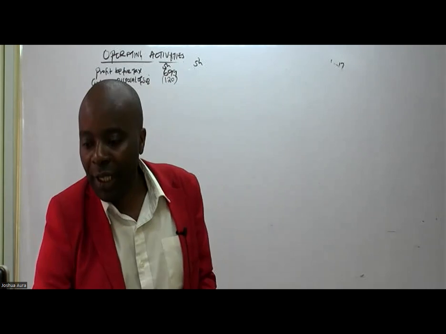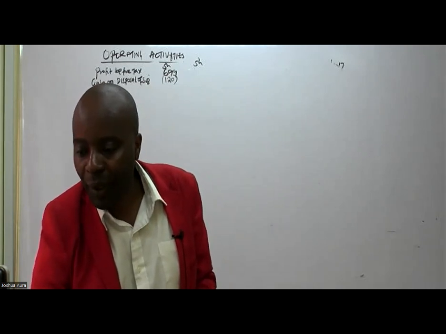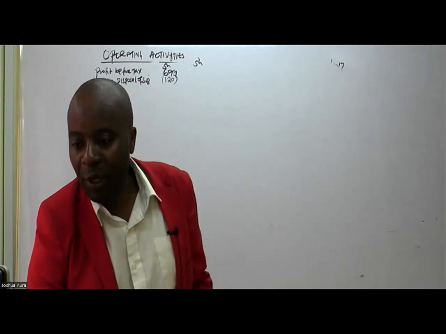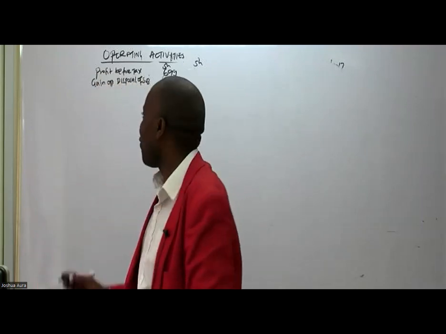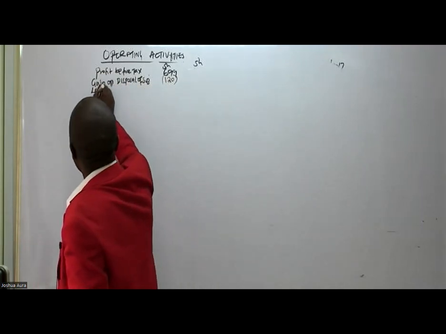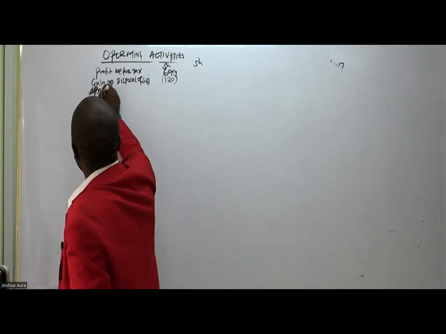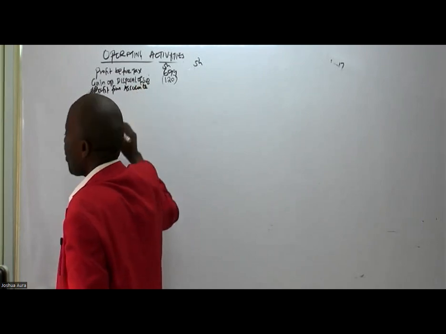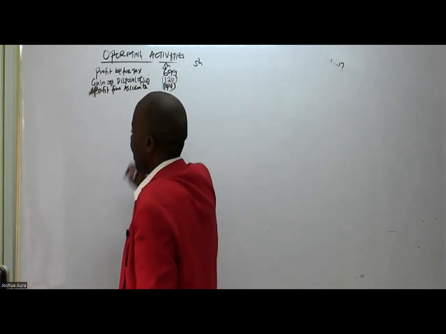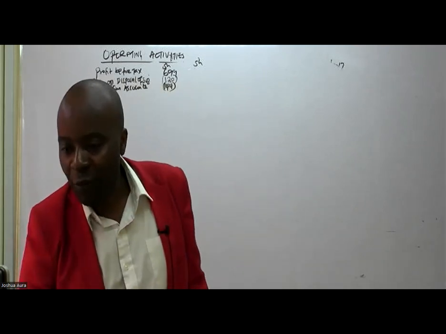We less it. Now after that, ladies and gentlemen, please listen here. The next item is share of profit after tax. Again, this is not our operations. This is a profit coming from an independent company outside, our associate. So I need to less this: less profit from associate. It is 144, and I'm subtracting that.